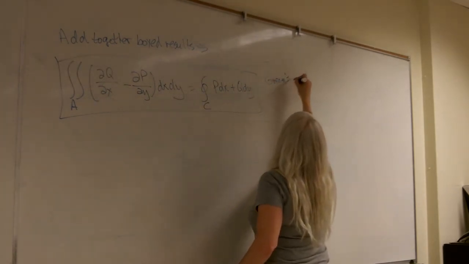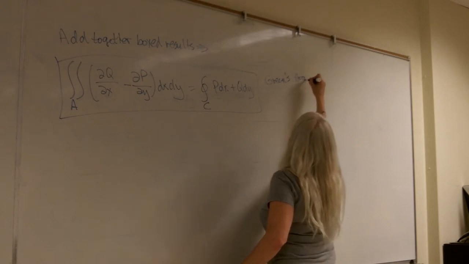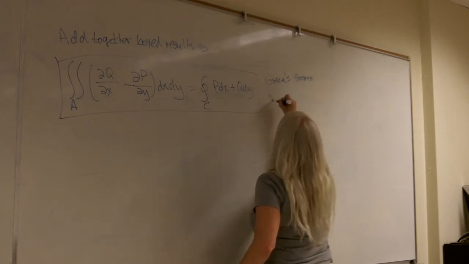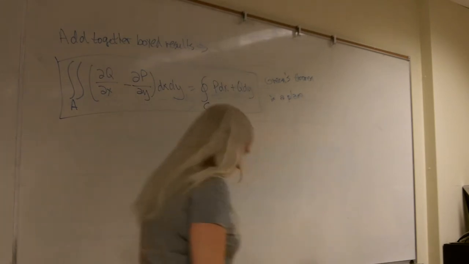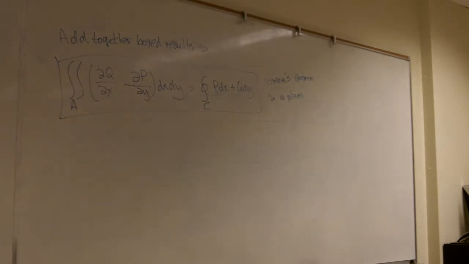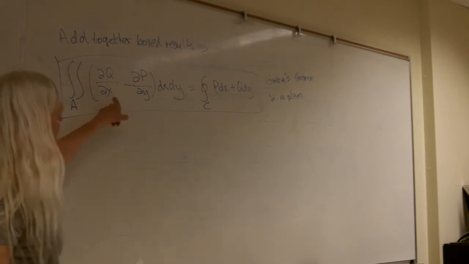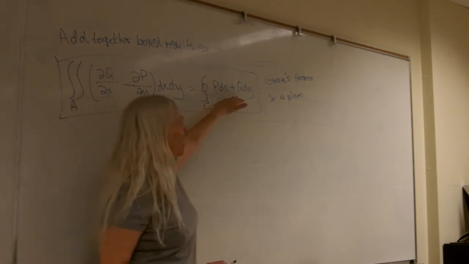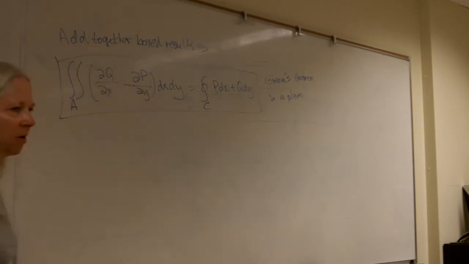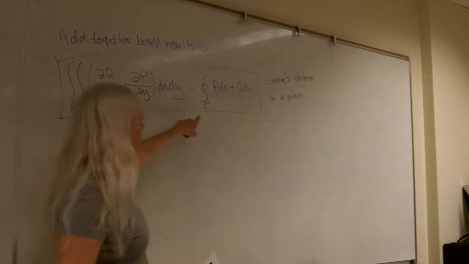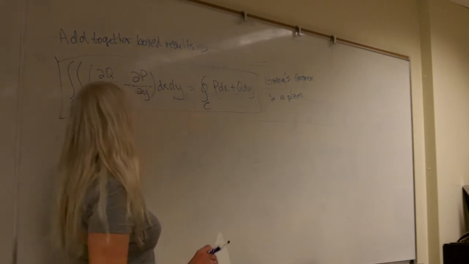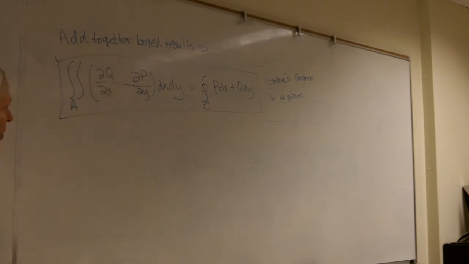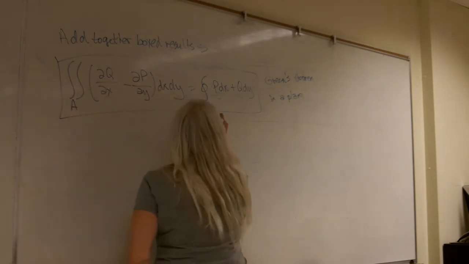Okay, this is an important result. It's called Green's Theorem in a plane, or the two-dimensional Green's Theorem, okay? So notice that on the left-hand side, we have an integral over an area, whereas on the right-hand side, we have a line integral around a curve that forms the boundary of the area that we're talking about here.